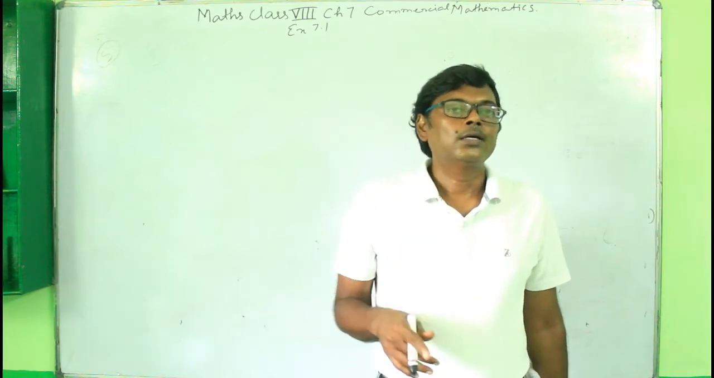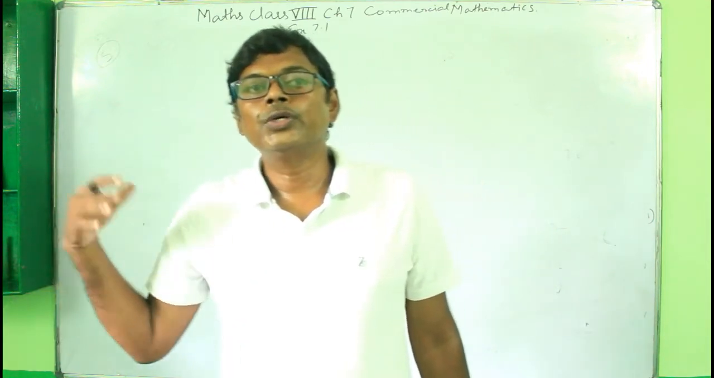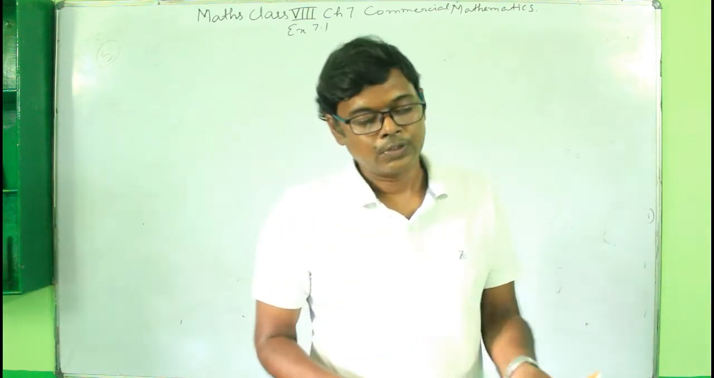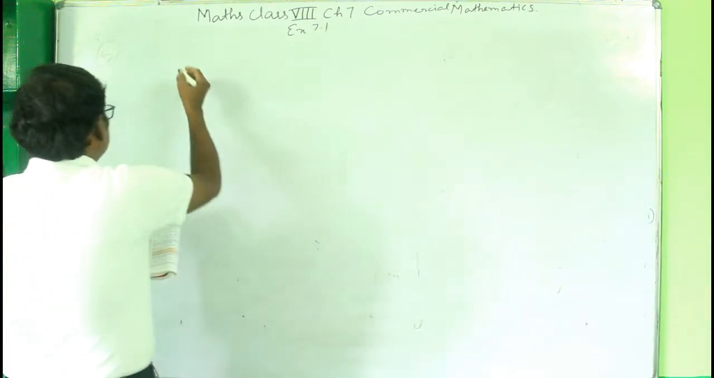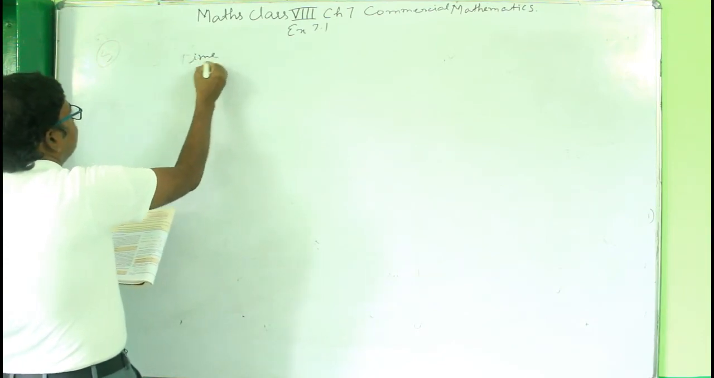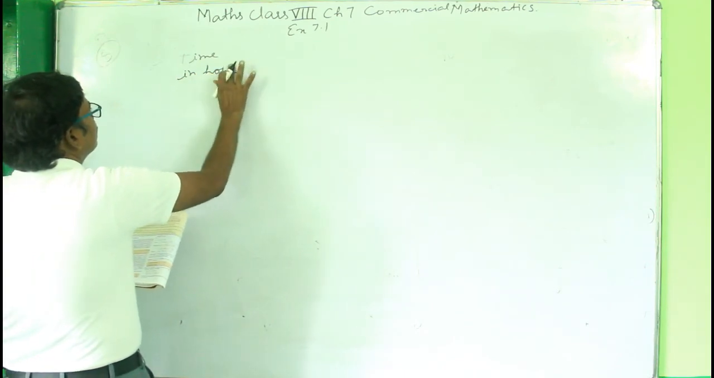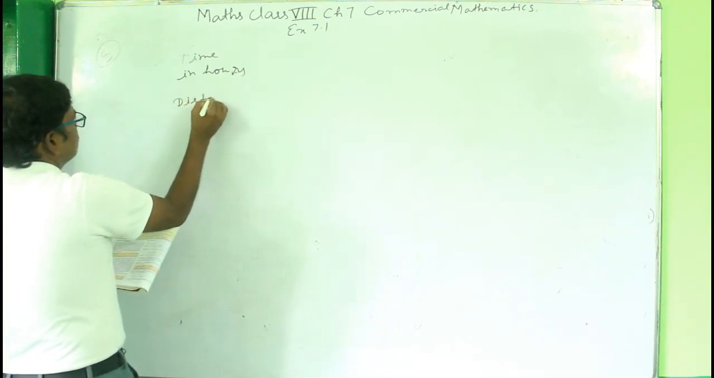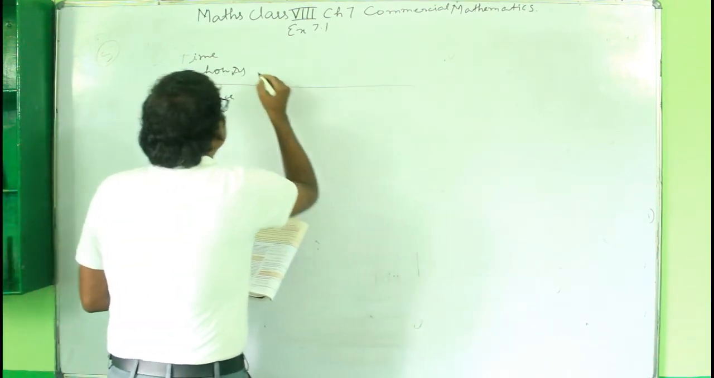That is why here, if you increase the time, the distance covered will also increase, and if you decrease the time, the distance covered will also decrease. So this is the case of direct variation. So here you can write directly: time in hours, and here distance in kilometers. You can make a small table here.